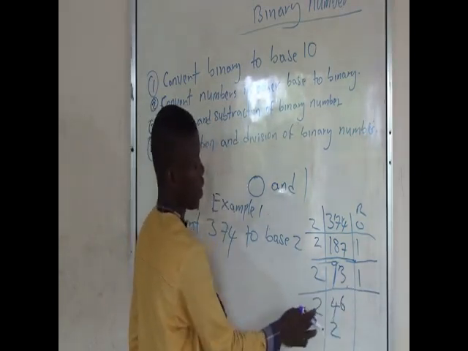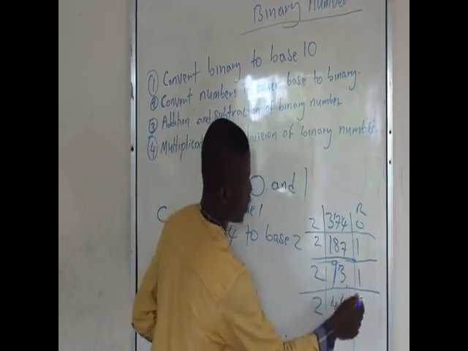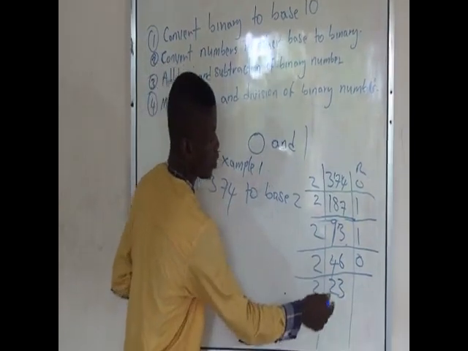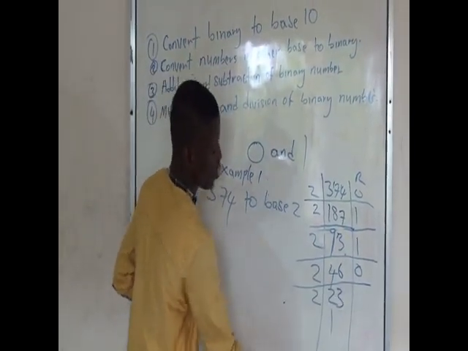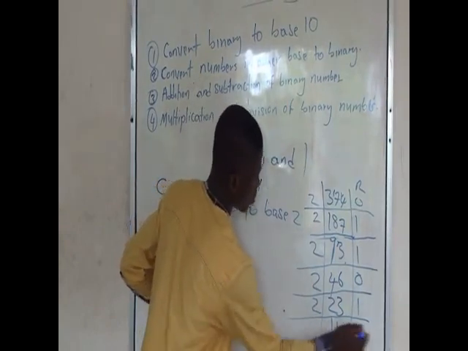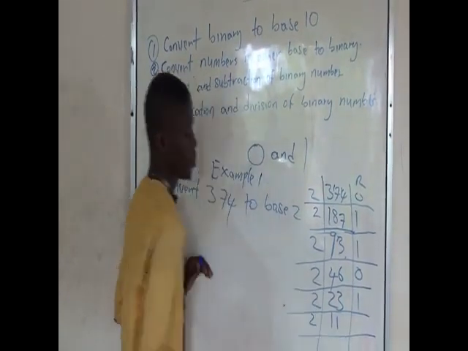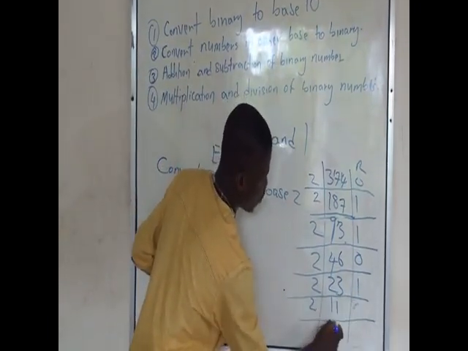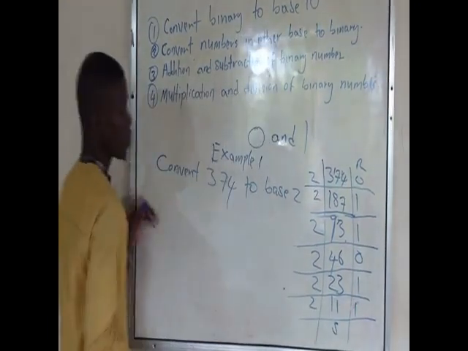And 6 divided by 2 give me 3, remainder 0. And 2 will still go. 2 divided by 2 is 1. 3 divided by 2 give me 1, remainder 1. 2 will still go. And 2 go here. Will give me 5, remainder 1.